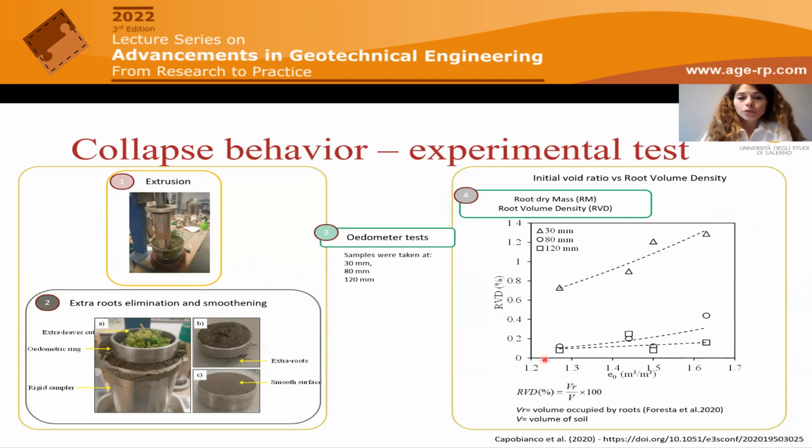And what we observed from this graph is that here we have a correlation between the initial void ratio, so the design void ratio of the cylinders, and the root volume density for the rooted specimens taken at the 3 different sampling depths. It's clear that roots are able to grow better within a more porous initial soil structure, and also that their volume decreases with depth, because here at 30 millimeters it's the highest volume, and then it starts to decrease with depth.